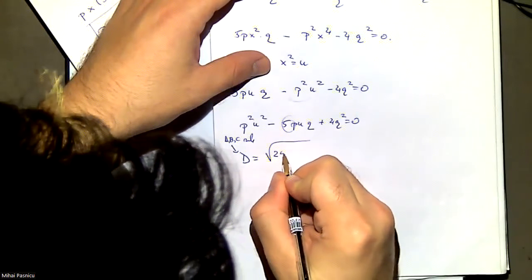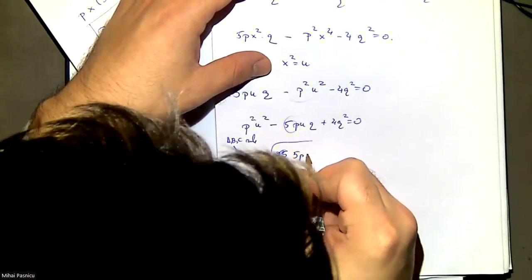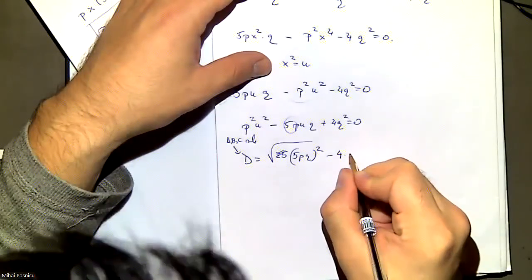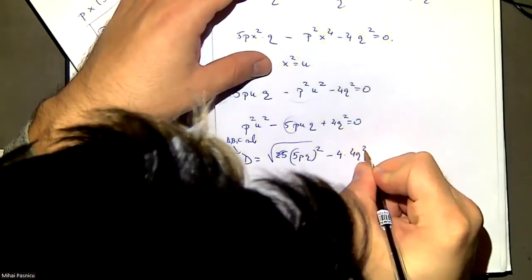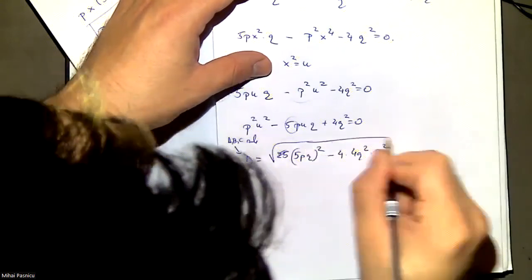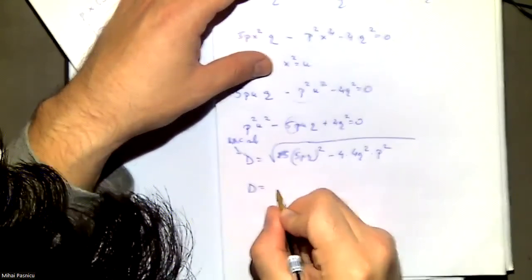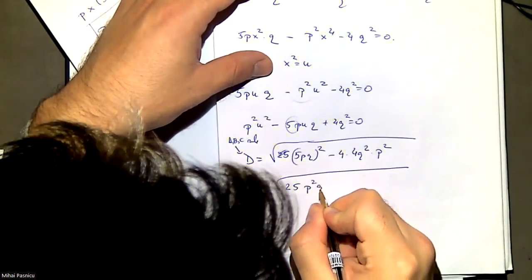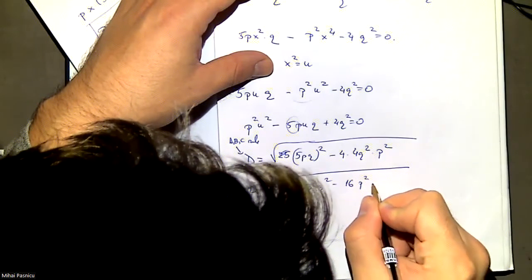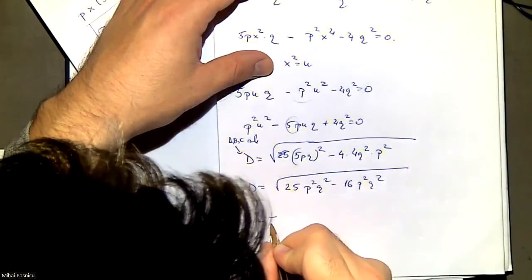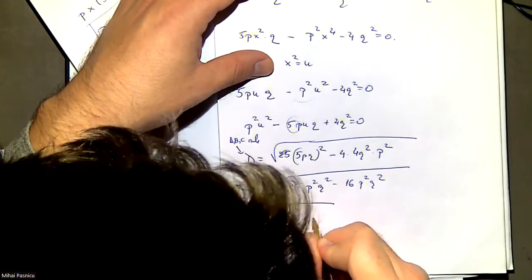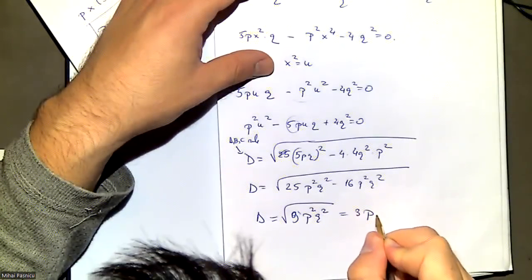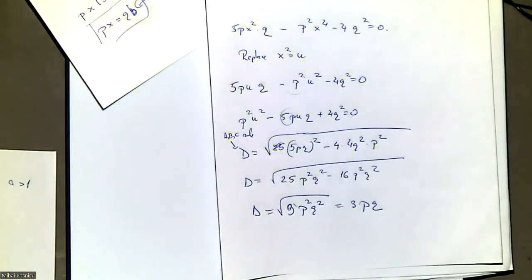5pq, so that's 25, let's write it nicely. 5pq squared minus 4 times 4q squared times p squared. So my delta is equal to 25p squared q squared minus 16p squared q squared. So my delta is equal to the square root of 9p squared q squared. So this is just 3pq. Okay.